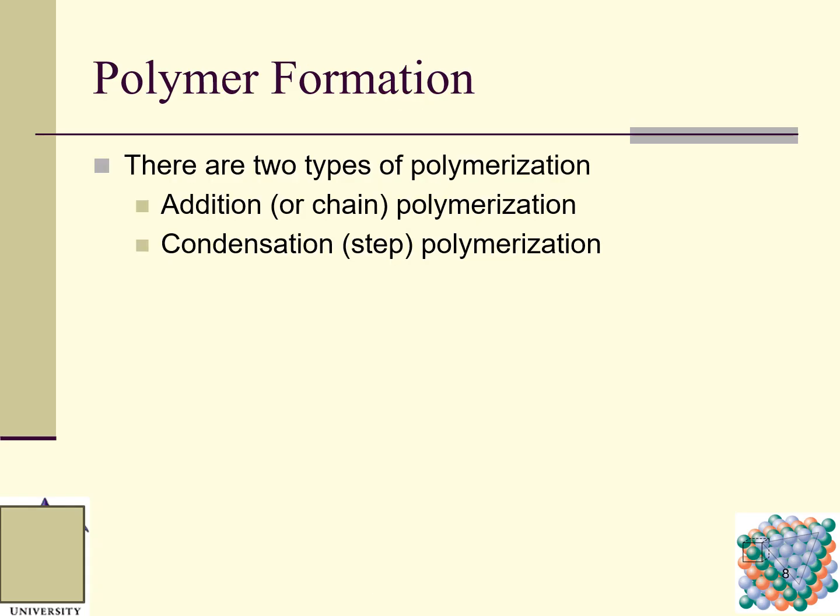Next, polymer formation. There are two types of polymerization. One is called addition or chain polymerization. The other is condensation, called step polymerization. I would suggest that you memorize these two concepts. If I give you a problem to solve in either the following quiz or exam, you should be able to answer this question correctly. Remember doubly bonded and singly bonded, which I just told you in the previous slide.